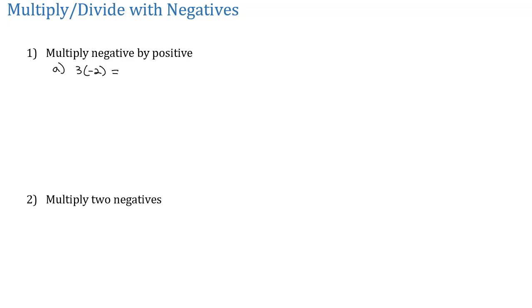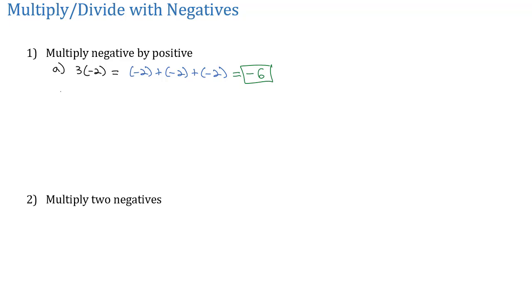Now, when we say 3 times negative 2, multiplication is really repeated addition. So this means we take 3 of these negative 2's. In other words, negative 2 plus negative 2 plus negative 2. And we know when we're adding a bunch of negatives, we're just going to end up with a result that's even more negative. That's going to give us negative 6 total.